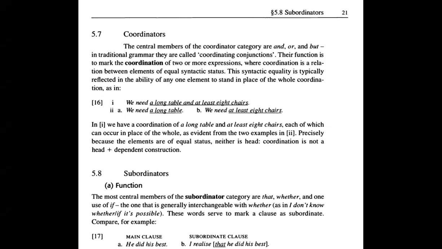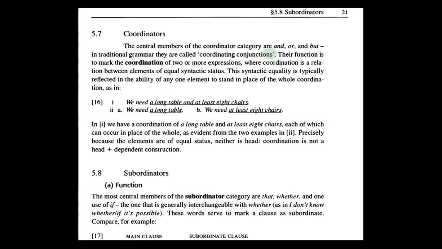Okay, we mentioned that before, like the following example. Coordinators are and, or, but, like this. When we want to link two clauses, we use this type of coordinator. We call them coordinating conjunctions. This is the grammatical name of them, which is and, or, and but. Like the following example.